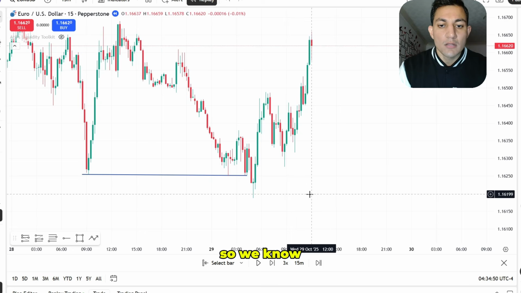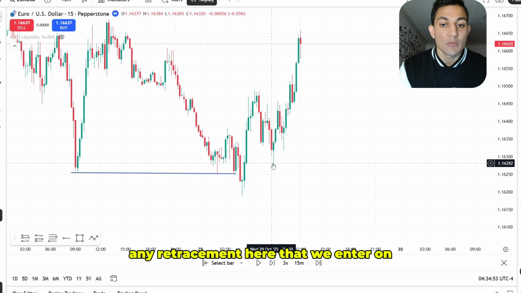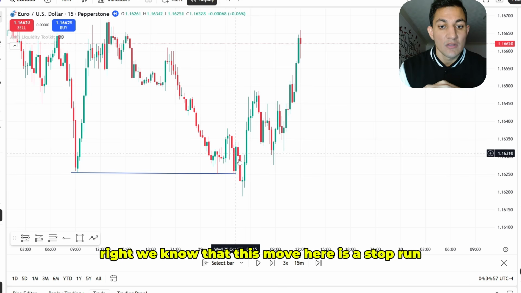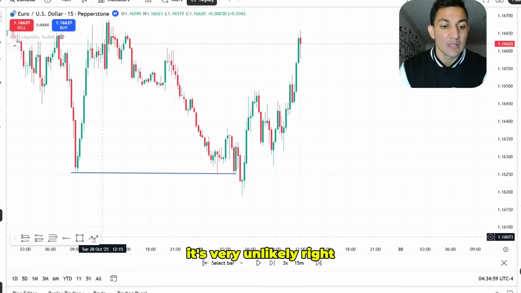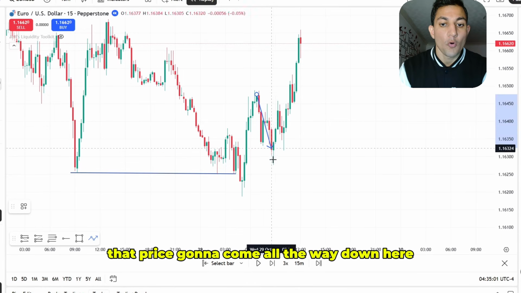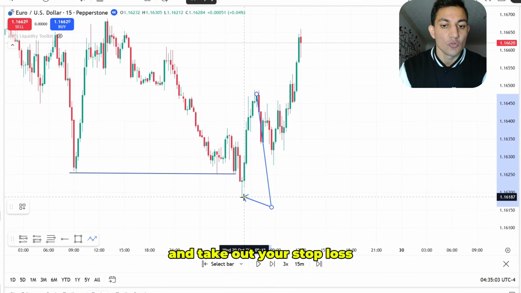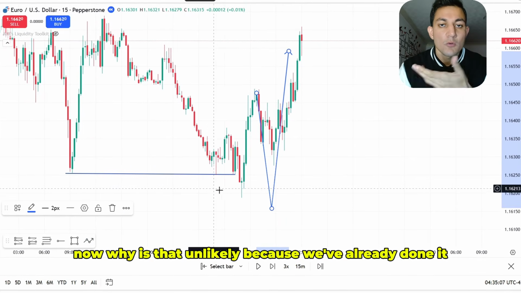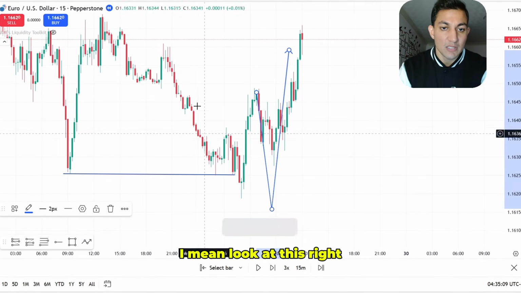So we know any retracement here that we enter on is high probability because we've waited for a sweep, right? We know that this move here is a stop run. It's very unlikely that price is going to come all the way down here and take out your stop loss if you put it here and then shoot off. Now, why is that unlikely? Because we've already done it. Price has already done it.